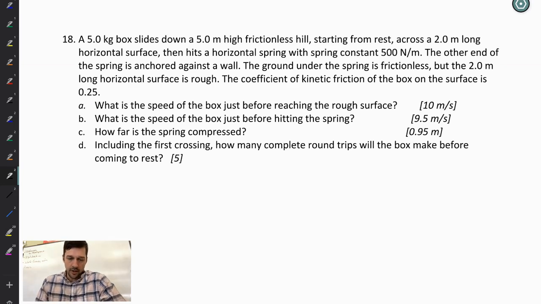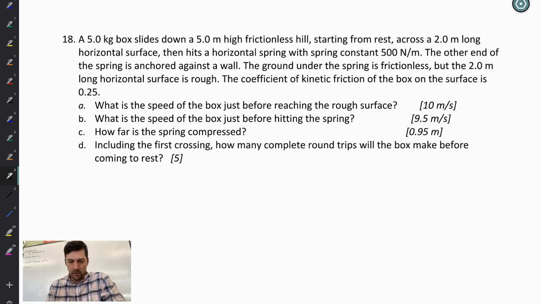Work and energy starts to get kind of gnarly because there's lots of things going on, as we'll see in this problem. From 3.4, number 18: a 5 kilogram box slides down a 5 meter high frictionless hill starting from rest, across a 2 meter long horizontal surface, then hits a horizontal spring with a spring constant 500 newtons per meter.